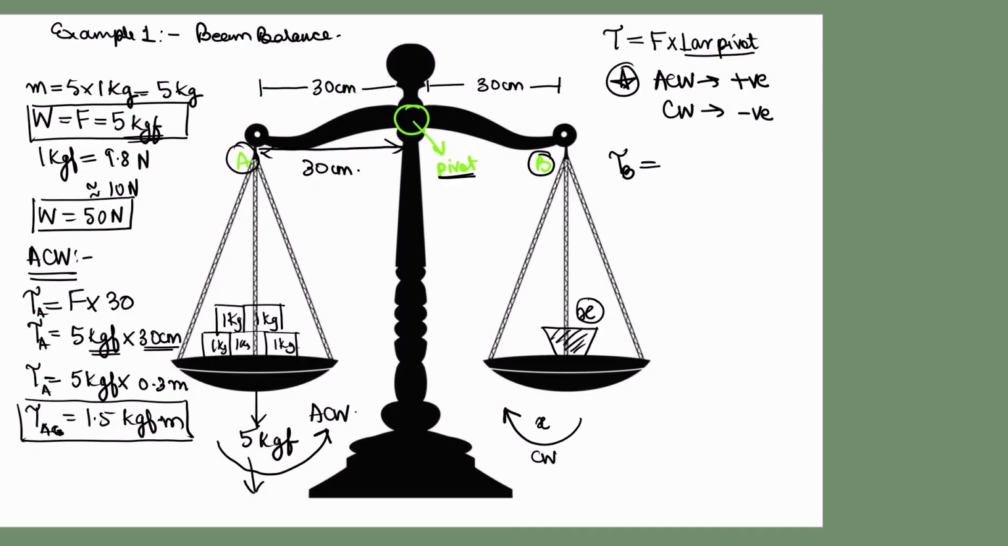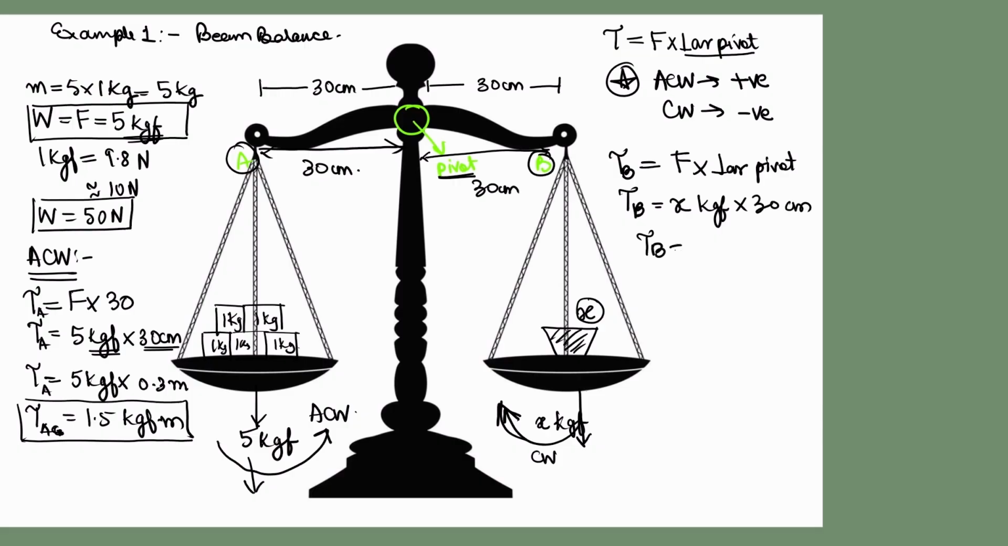And torque about B is going to be again the force that is acting on B. This force tries to pull it downwards, but it is pivoted, so it will move clockwise instead of falling down. Correct? Force into perpendicular distance from pivot. So torque due to B is going to be force, we don't know, that is X kgf, into the distance. The distance here also remains 30 centimeter.